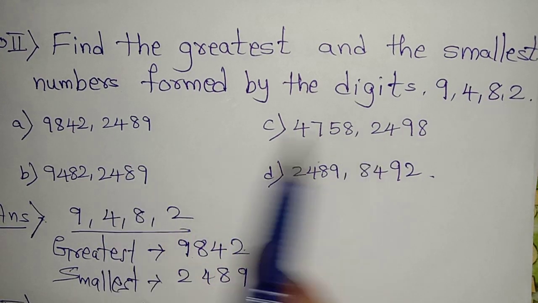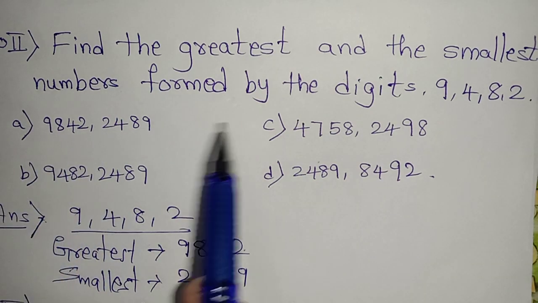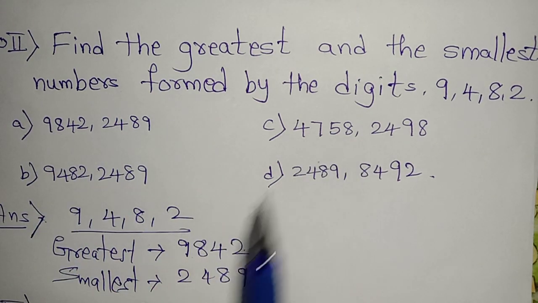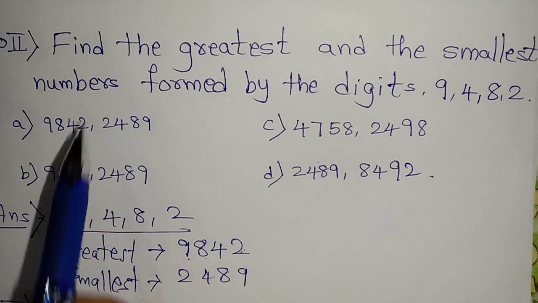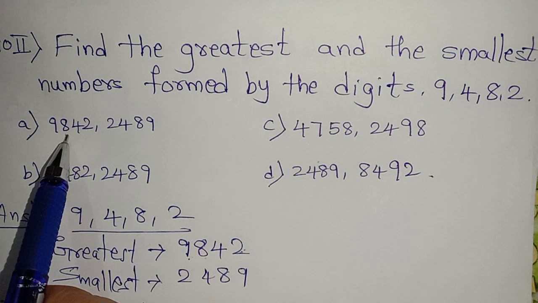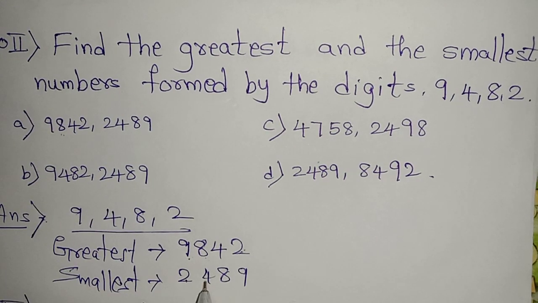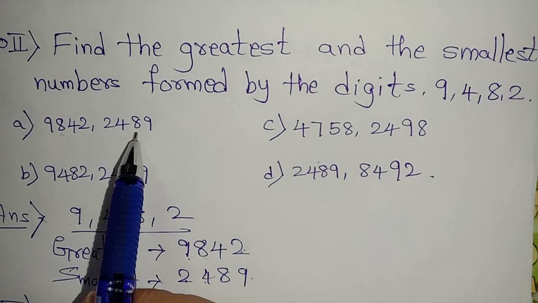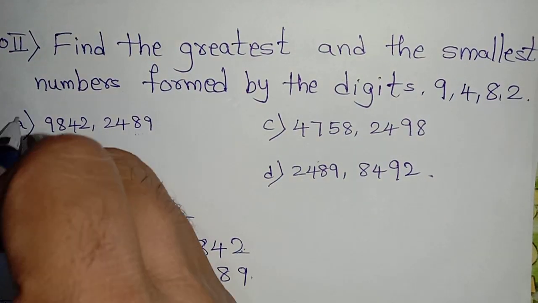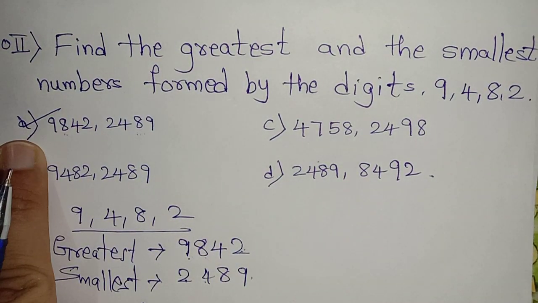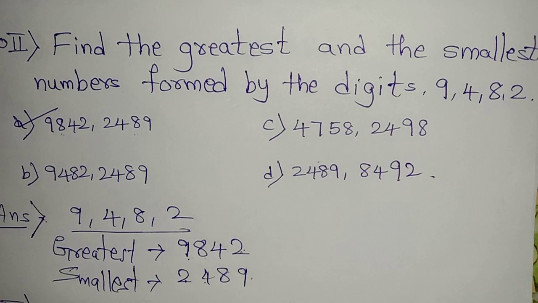So in this they have given four options, A, B, C, D. In this, which is correct? 9842. Here we can see the greatest number, and the smallest is 2489. So the second one is this one. So which is the right answer? A is the right answer. Like this we have to find.